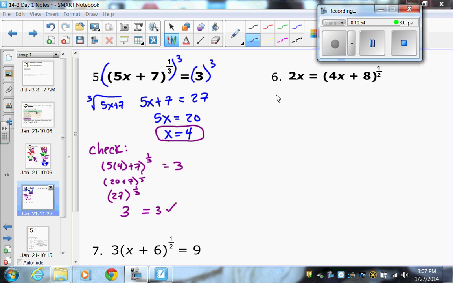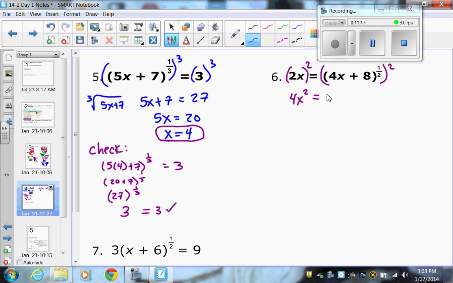Number 6, you have 2x equals 4x plus 8 to the 1/2. So if raising something to 1/3 is taking the cubic root, raising something to 1/2 is taking the square root. So how would you get rid of the square root? You would raise both sides to the second. So on this side, this gives me 4x squared equals 4x plus 8.